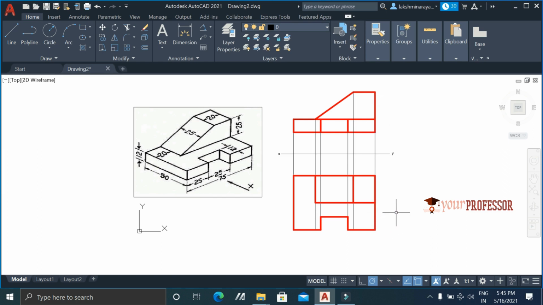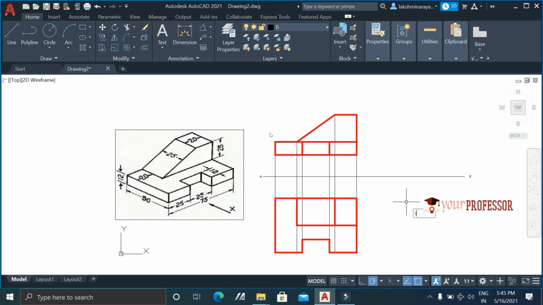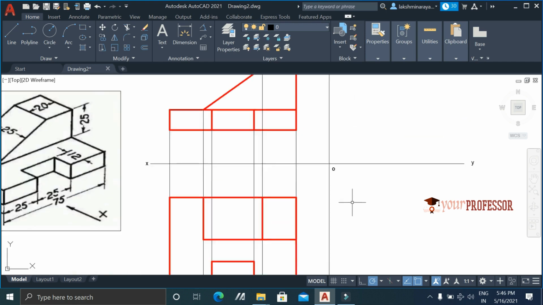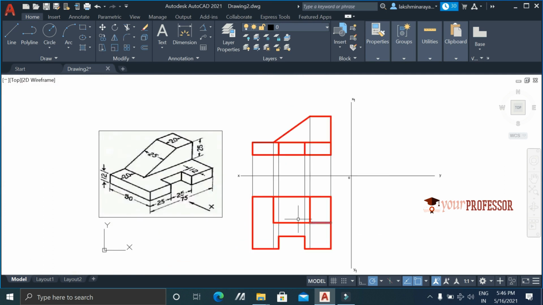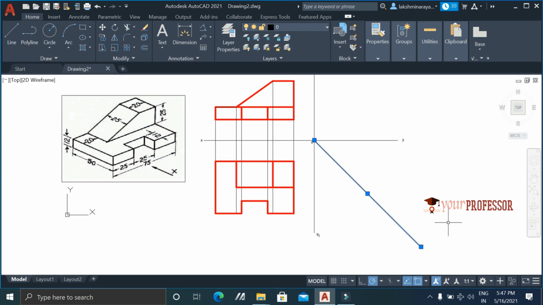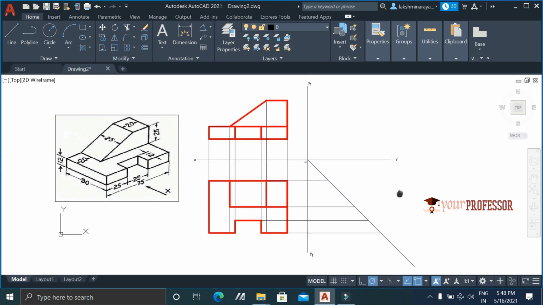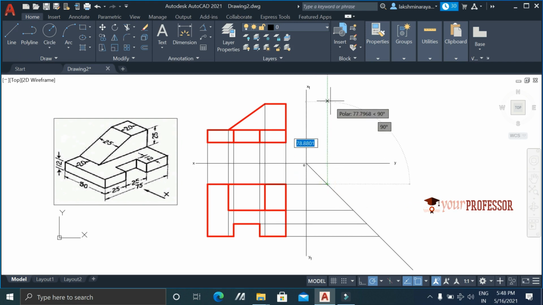Now we need to draw the side view. In order to draw the side view, let's consider a vertical line. Let the vertical line be x1, y1. Let the intersection of x1, y1 and xy be the origin O. I have drawn a line which is inclined at 45 degrees with xy. Now I will draw the horizontal projectors from each and every point in the top view to the 45 degrees line. Now let's extend these projectors onto the 45 degrees line. Now draw vertical lines from each and every point on the 45 degrees line.